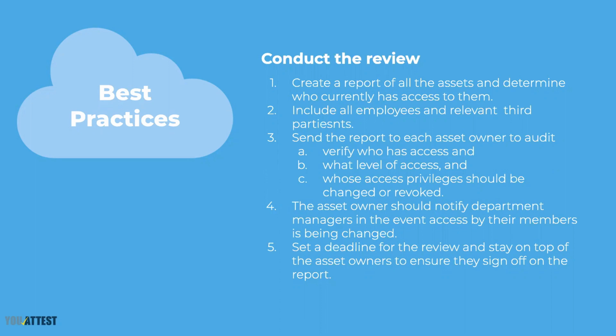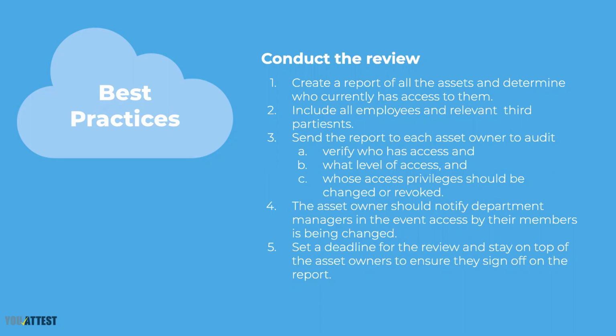We send a report specifically for each asset. So for every asset, you have an owner. You send a report for that asset to the owner. You can, of course, accumulate several if that owner has several. The owner then audits the list to verify who has access and what level of access, and whose access privileges should be changed or revoked. Next, the asset owner should notify department managers in the event of changes for their members.